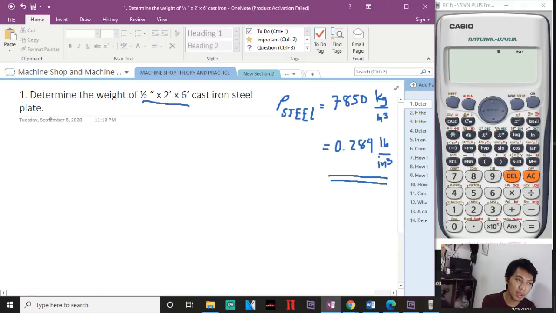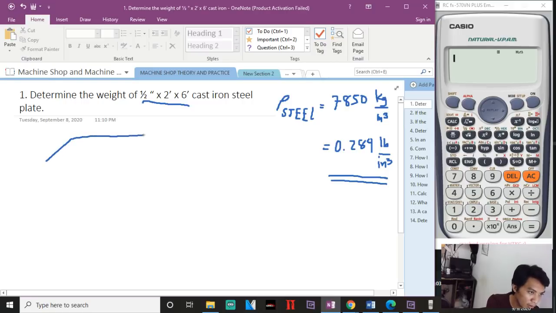Now, we will determine the weight of the material of the cast iron steel. So, 1/2 thick, inch. Tama, di ba? Ang isang apostrophe, ano ba yan, feet or inch? Sige nga, test natin yung memory nyo. Feet, sir. Pag dalawa, inch po, sir. Pag dalawa po, inches. Okay, inch. So, i-drawing natin siya.